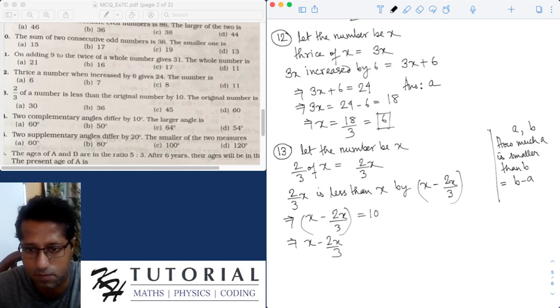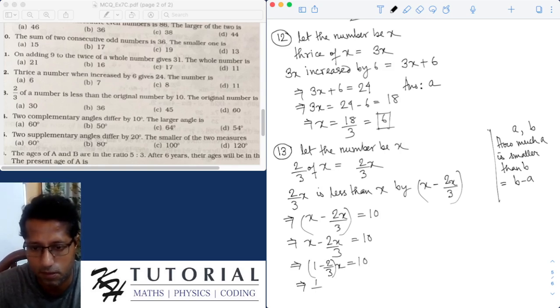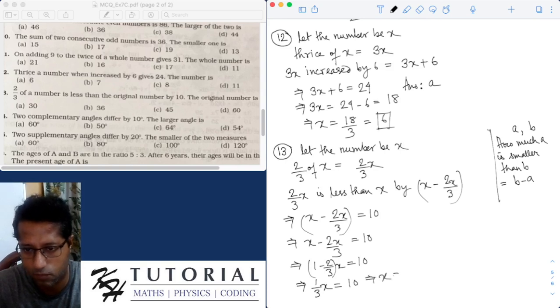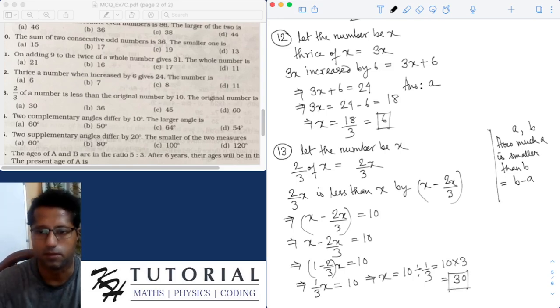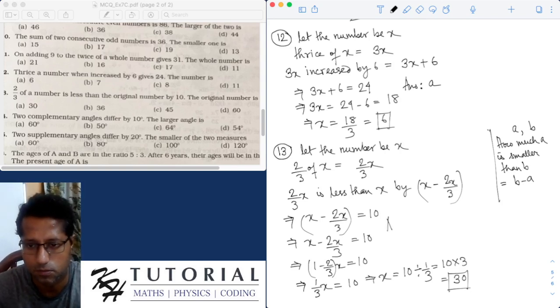So it becomes x minus 2x by 3 equals 10, and we have to further simplify. x minus 2x by 3 is nothing but 1 minus 2 by 3 times x equals 10. This implies 1 minus 2 by 3 is 1 by 3. So 1 by 3 x equals 10. This implies x equals 10 divided by 1 by 3. This is nothing but 10 multiplied by the reciprocal of 1 by 3, that is 3. So this is 30. So the number is 30. So the answer is choice A.